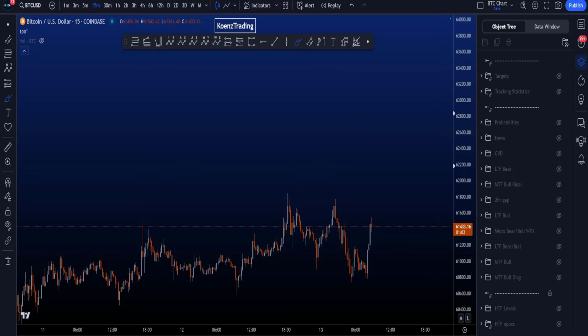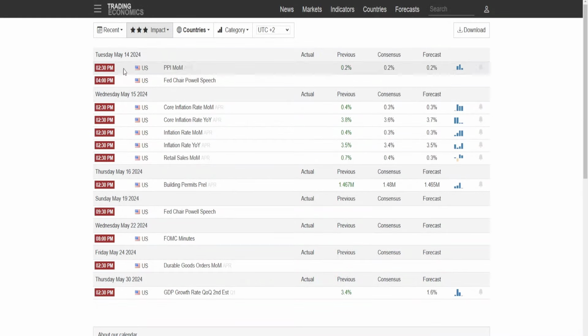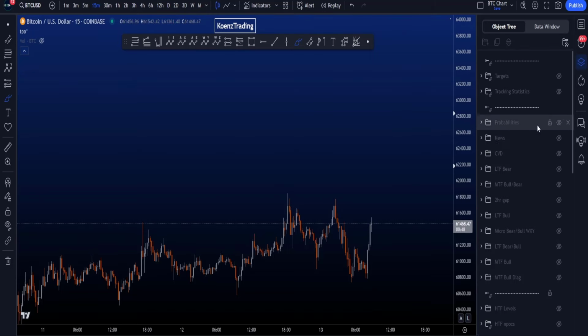We have a lot of news this week on Tuesday, on Wednesday, on Thursday as well, right? Even on Sunday, there's something going on. So make sure you trade safe on these days around these hours. This is Central European time, because it might increase the volatility on the chart.